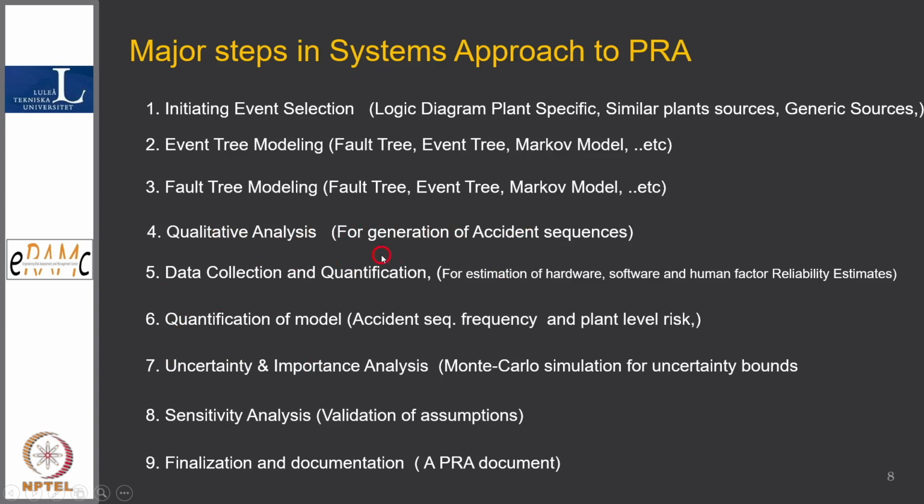Then data collection and quantification. For estimation, hardware, software and human reliability estimates actually, and then the plant model that was created is quantified. So accident frequency and plant risk will come into the picture, and of course system unavailability also will be part of it. And then once we have this, we get the uncertainty and importance analysis.